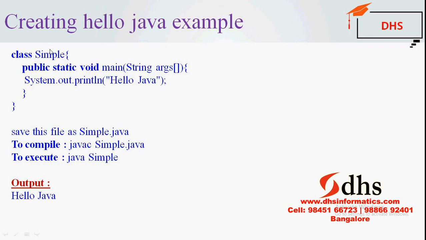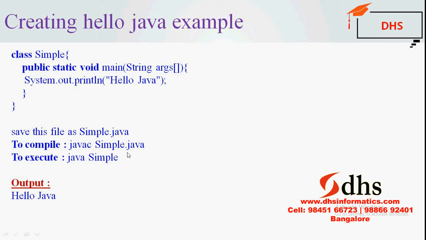Here you can see they have used class Simple. You can use any name. Public static void main should be the same. And System.out.println is going to print whatever information you provide. Save this file as Simple.java. It means whatever class name you specify, the file should have the same name.